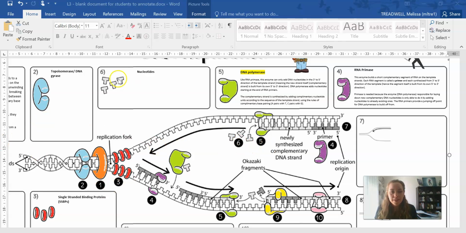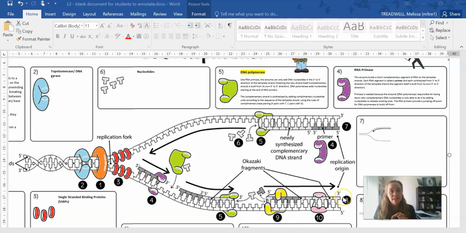Now, number 6, like I said, these guys are nucleotides, so they're just free in the nucleus, and the DNA polymerase is using those to create that complementary strand. Now you'll notice that when we look at this template strand, we've built our primer, we're just happily going along and building our strand. And remember, we're building it on the complementary strand from a 5' to 3' direction. This looks super nice and neat, but down the bottom here, it looks a bit messy. And that's what we're going to talk about now.